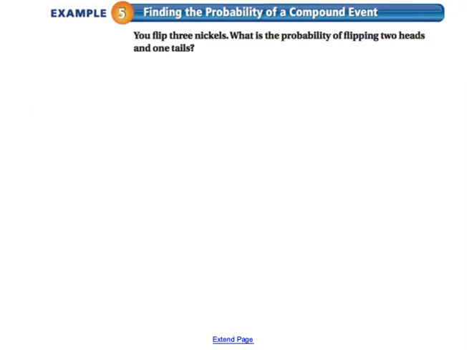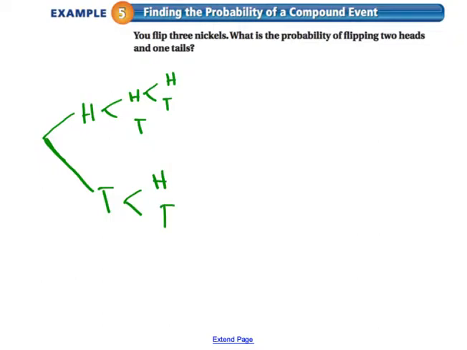Find the probability of the compound event. You flip 3 nickels. What's the probability of flipping 2 heads and 1 tails? All right, we are going to have to do a sample space here. We can get heads or tails with the first nickel, heads or tails with the second nickel. The third nickel can also come up heads or tails. Oh, I've missed one here. Got to be careful when making these that you don't get things too close together. Okay, and then the third one is heads or tails, heads or tails, heads or tails.